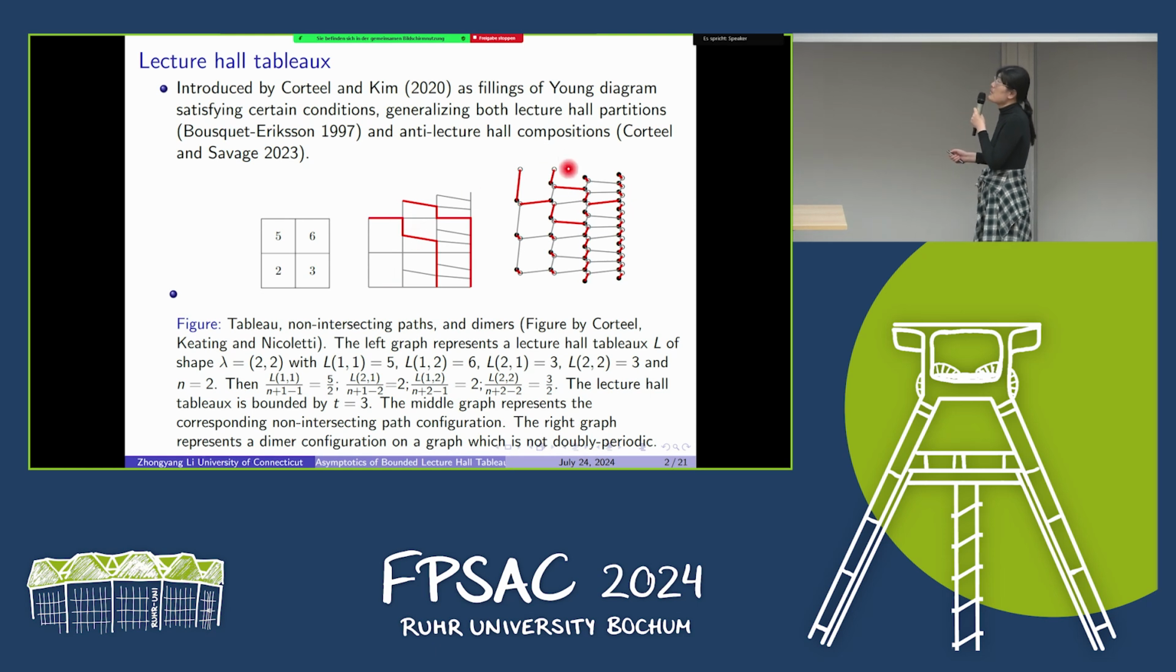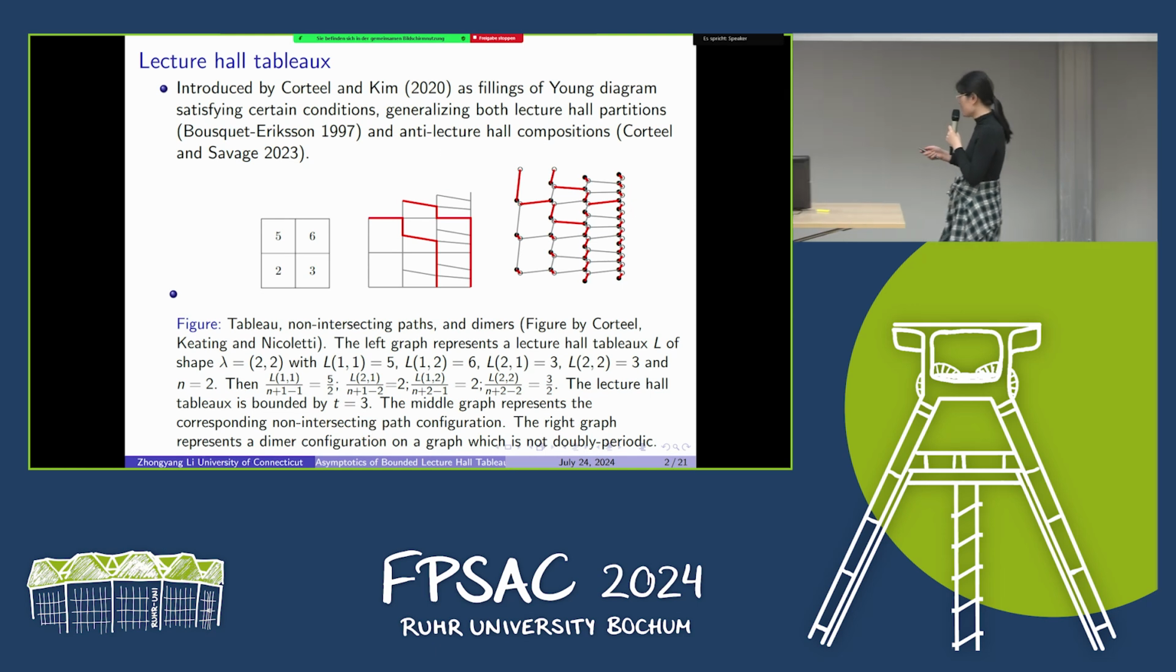So this also corresponds to perfect matchings on a bipartite graph. But we can see that from left to right this bipartite graph becomes finer and finer, and this bipartite graph is not doubly periodic.